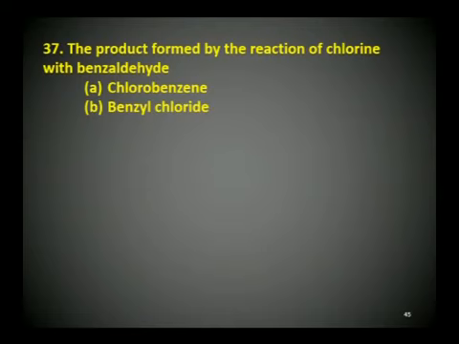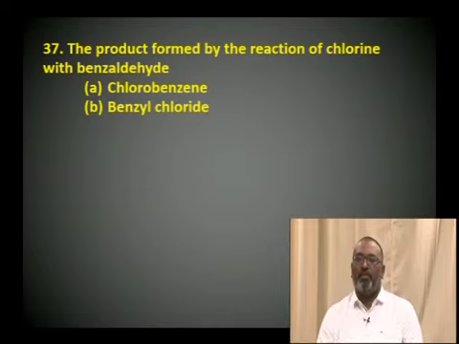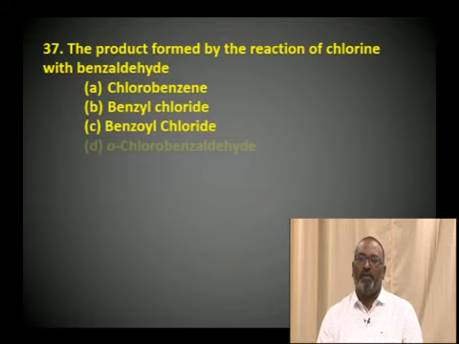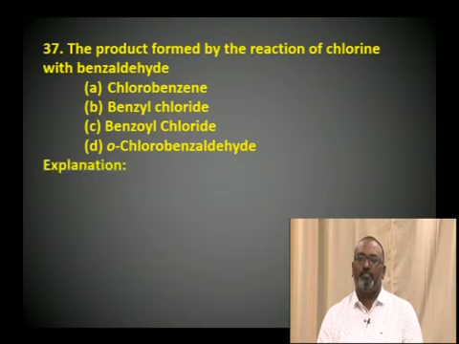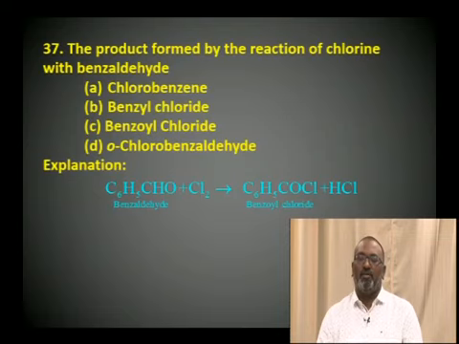Question number 37. The product formed by the reaction of chlorine with benzaldehyde, is it chlorobenzene or benzyl chloride or benzoyl chloride or orthochlorobenzaldehyde? So when benzaldehyde, that is C6H5CHO, is reacting with chlorine, we are producing C6H5COCl, which is called benzoyl chloride. So this answer is C.